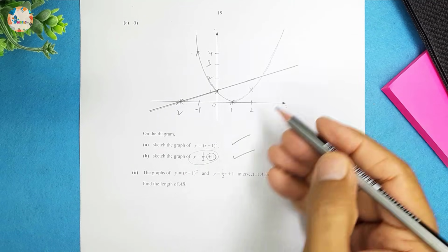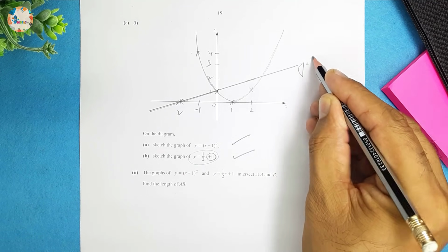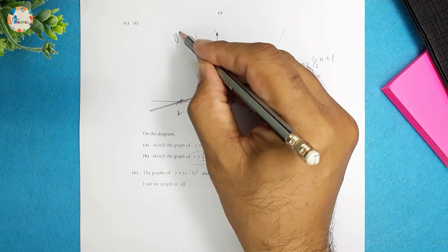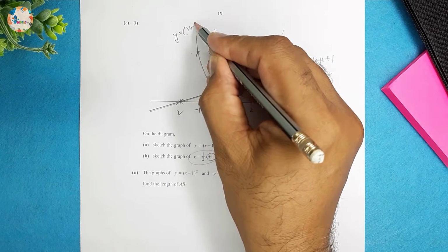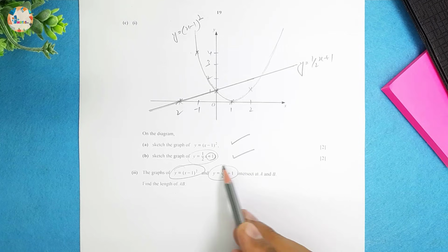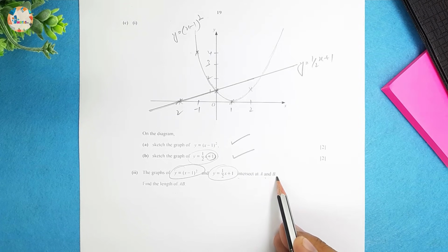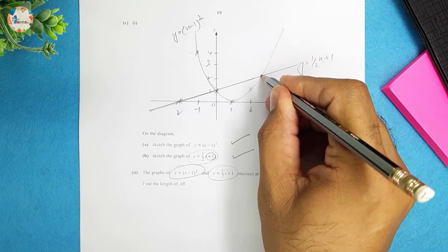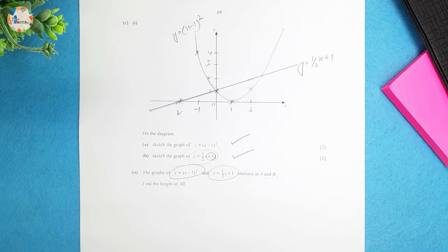This is the B part basically, and you can write y is equal to 1 by 2 x plus 1, and this will be y is equal to (x minus 1) squared. So we are done with these two. The graph of this one and this one intersect at A and B. So they are intersecting at this point and at this point. These 2 points of intersection we have to provide.